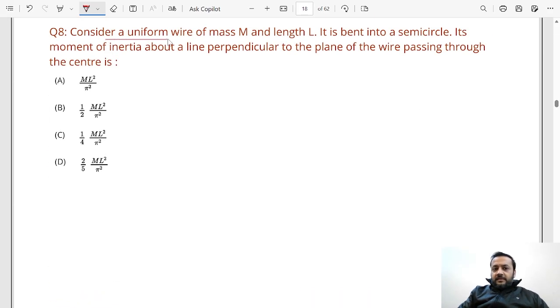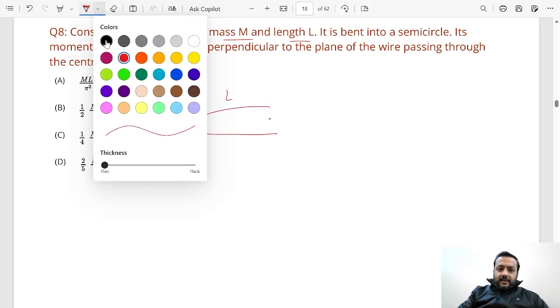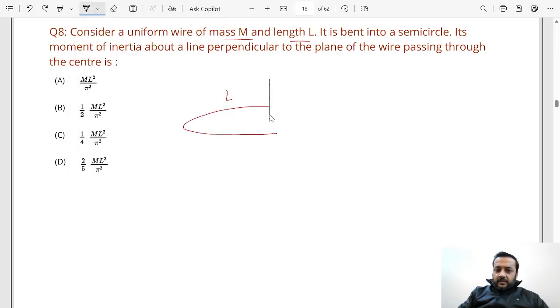Consider a uniform wire of mass m and length L. It is bent into a semicircle. Its moment of inertia about a line perpendicular to the plane of the wire passing through the center is. So basically, let us say this is the semicircular wire. The length of the wire is L, and the axis they have given is this. This is the axis of the wire.